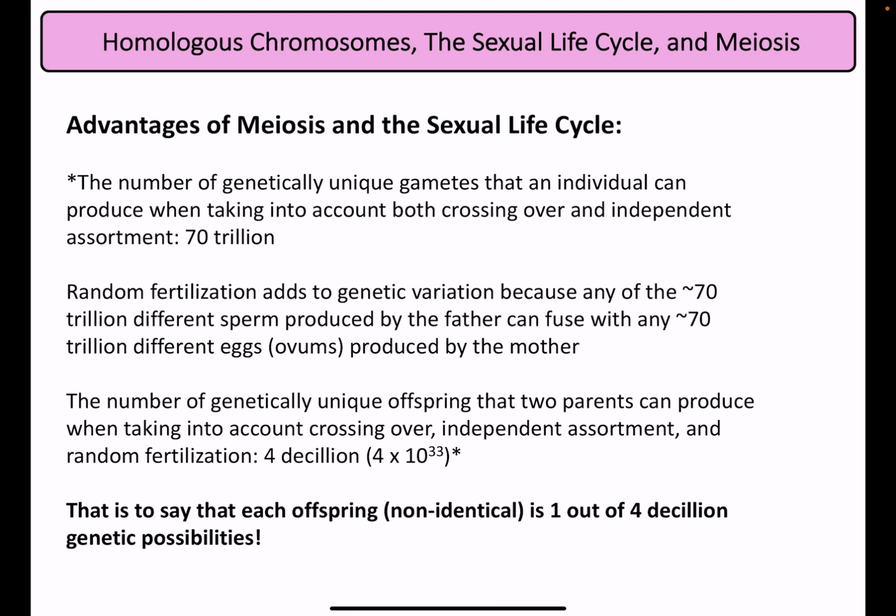So if you have the mom producing 70 trillion different types of eggs, potentially, and the dad producing 70 trillion different types of sperm, there's all these different ways that those 70 trillions can combine. That's where we get that number, 4 decillion. So you really, truly are unique, not just in terms of our species, but in terms of the different ways you could have turned out, from your two parents.